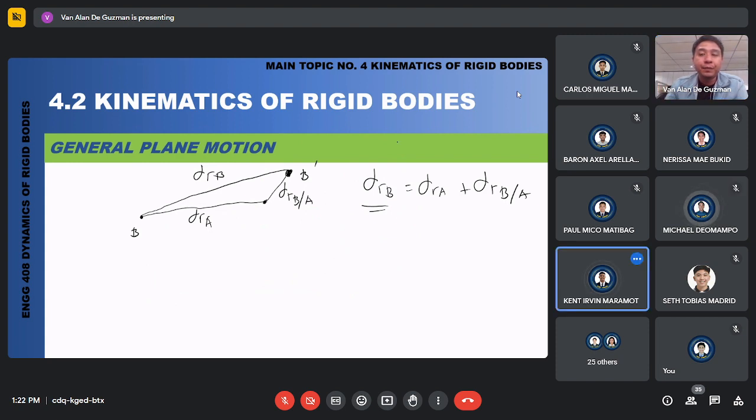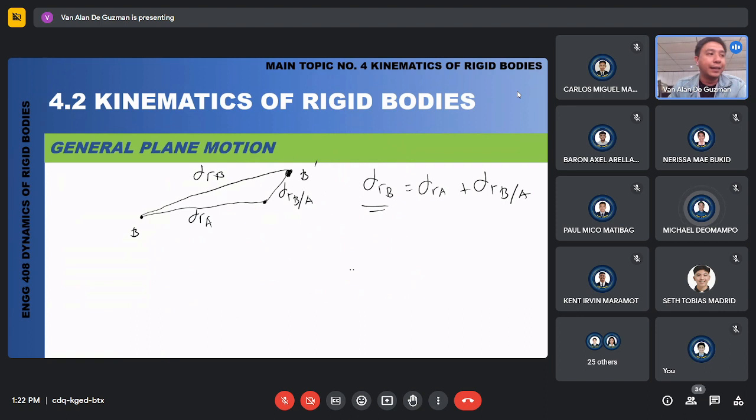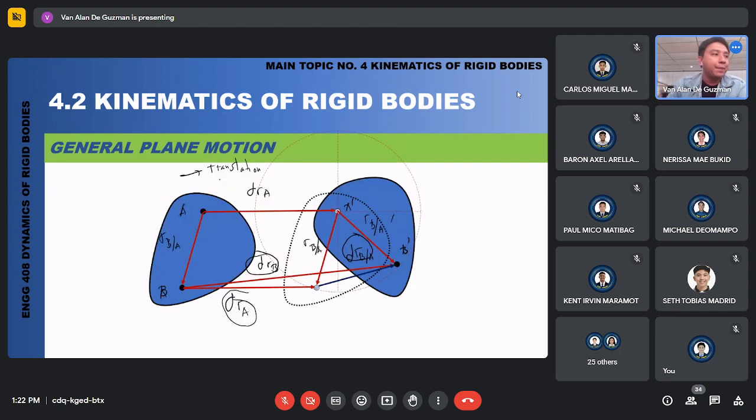Opo, sir. Ngayon, balikan natin ito. Ano yung naging components niya? Ano yung naging components ng triangle na yun? We have this one, DR relative to A. Ano yung nire-represent niya? Ano ba yung DR sub A? The change in position ng A.